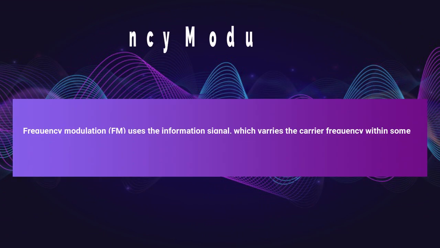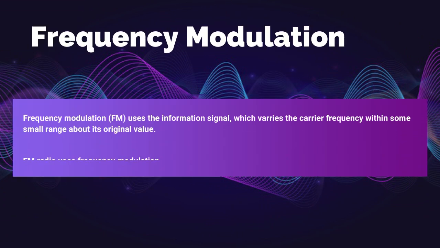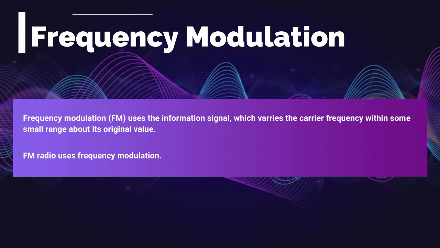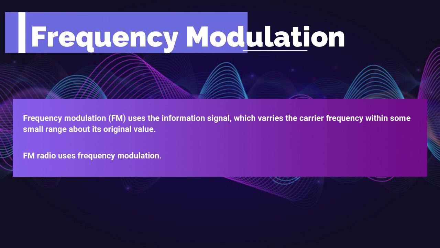The frequency modulation or FM uses the information signal which varies the carrier frequency within some small range about its original value. FM radio uses frequency modulation. The frequency band for FM radio is about 88 to 108 MHz. The information signal is music and voice which falls in the audio spectrum.